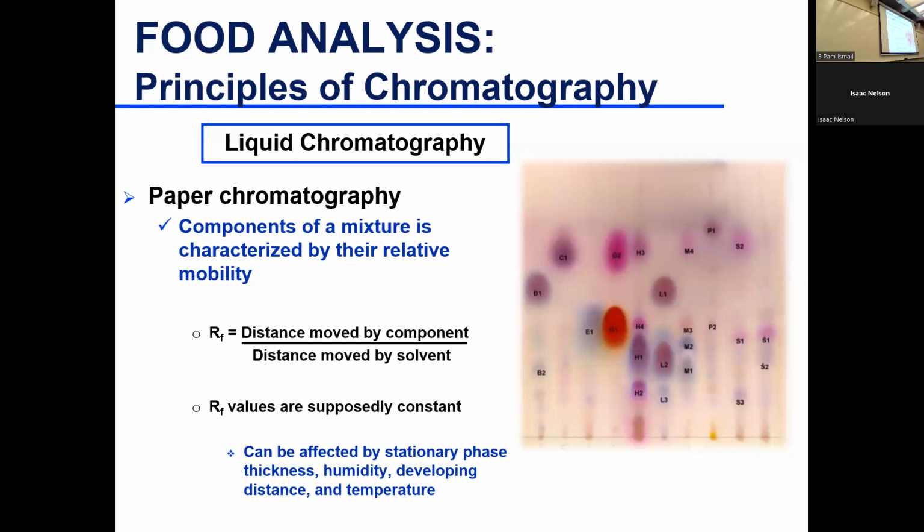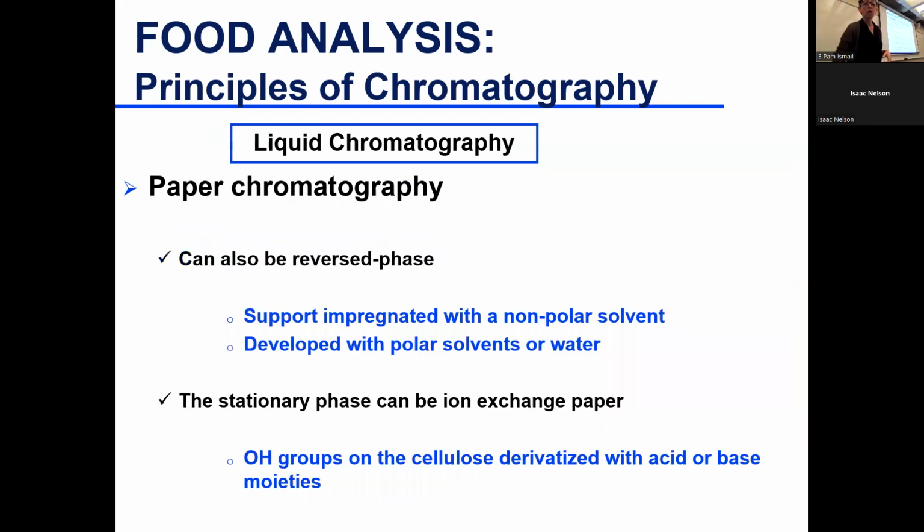Our RF values, that is the relative mobility factor values, are usually constant, but they are impacted by the thickness of the paper and the time of the development. There might be a few seconds difference in the development time, so the distance will be a little different. The humidity in your chamber and the temperature also matter, because with higher temperature you have faster movement. So it's supposed to be constant, but it's impacted by many different factors.